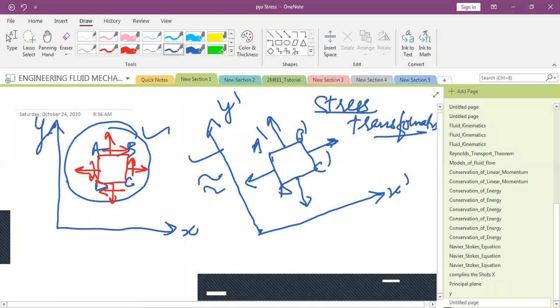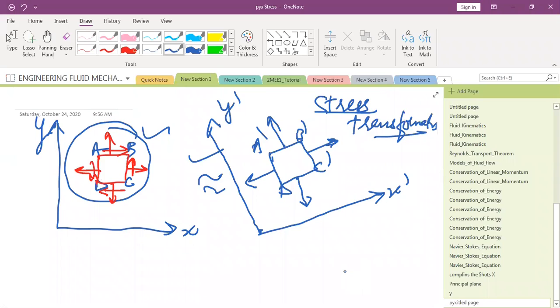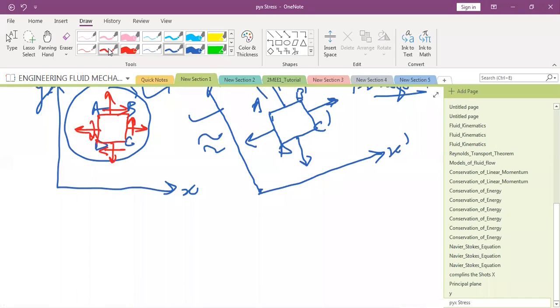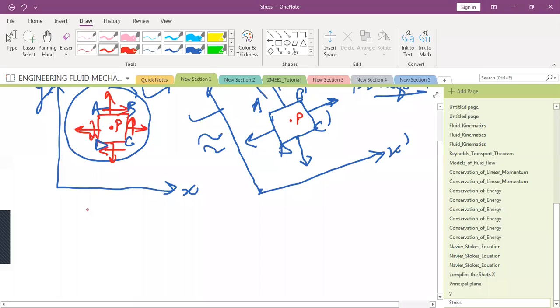Now, if I ask you to find out what is the stress tensor here, how will you do it? If I ask you to find out the stress tensor at point, say, this is point P, and this is again point P, how can you represent the matrix here? What is the general matrix if you remember? Sigma xx.